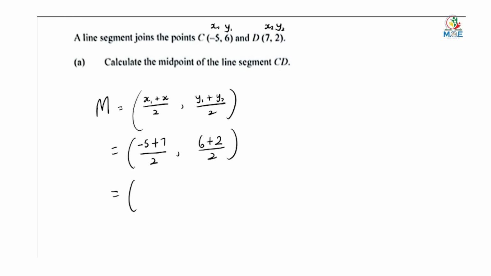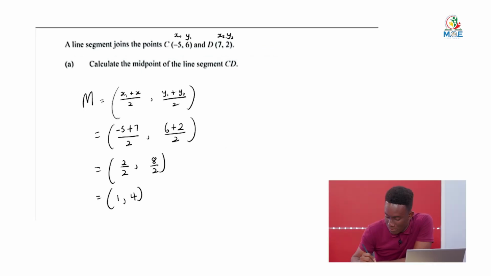So this is equal to -5 plus 7, that would be +2, over 2, comma, 6 plus 2 is 8 over 2. So 2 divided by 2 is 1, comma, 8 divided by 2 would be 4. So the midpoint of the line segment CD would be (1, 4), as easy as that.